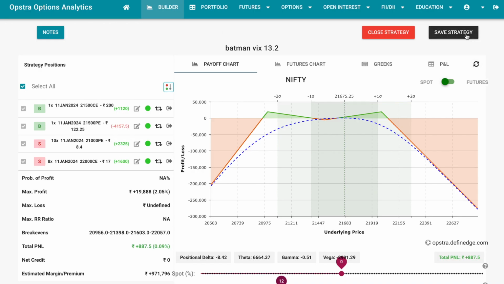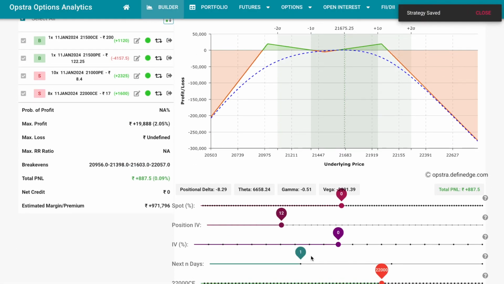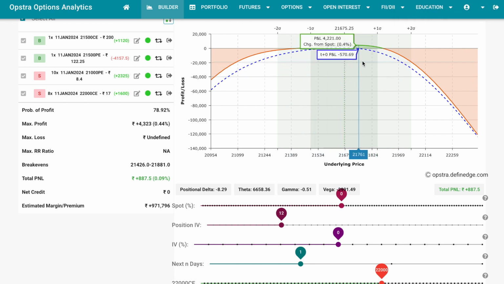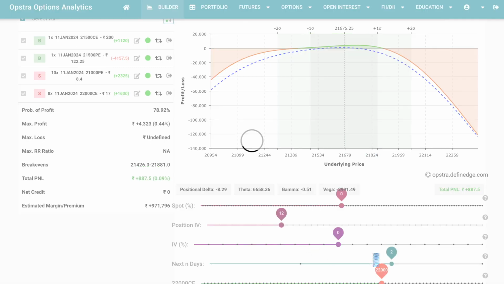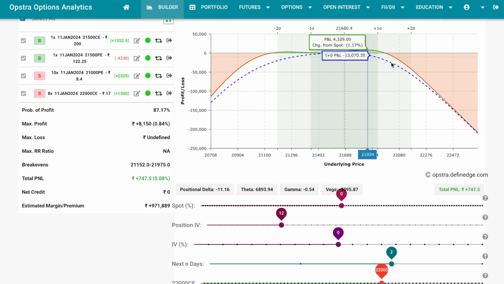You can still save this strategy and keep it. I'll just show you how this strategy should look in one day. From the lower end, it is now safe, and at the upper end, it's decent. And let's go to 2 days. So 2 days also will be quite safe.